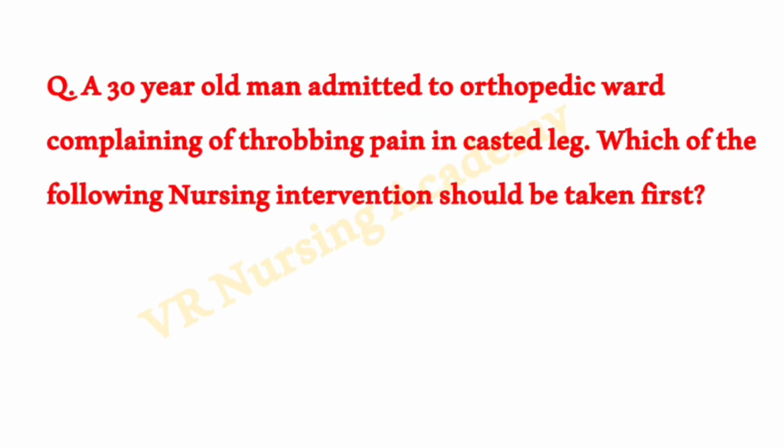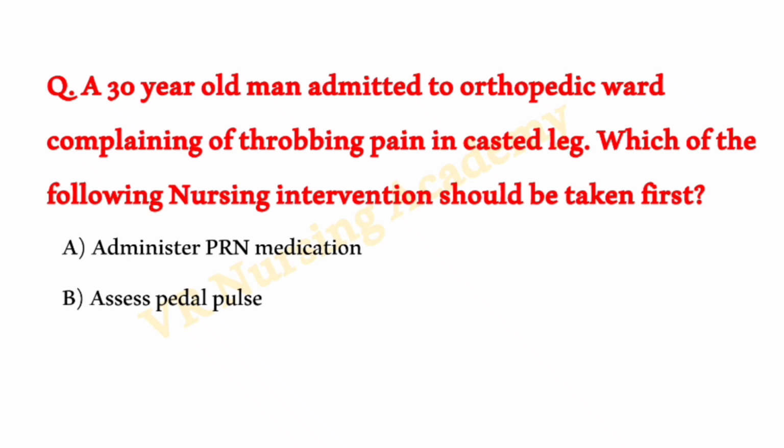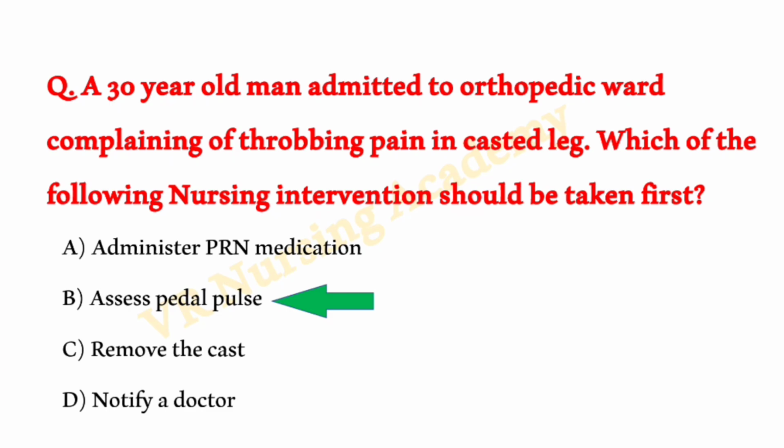Next question. A 30-year-old man admitted to the orthopedic ward is complaining of throbbing pain in his casted leg. Which of the following nursing interventions should be taken first? Option A. Administer PRN medication. B. Assess pedal pulse. C. Remove the cast. D. Notify a doctor. Which is the correct answer? Option B. Assess pedal pulse.